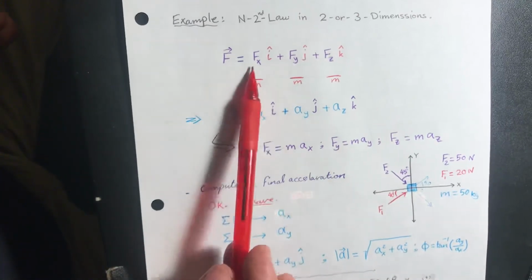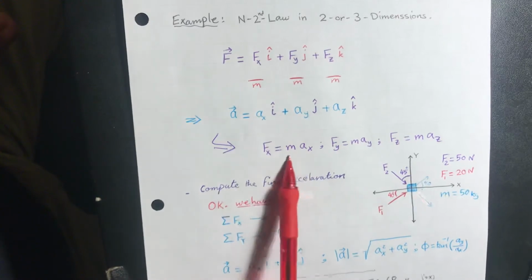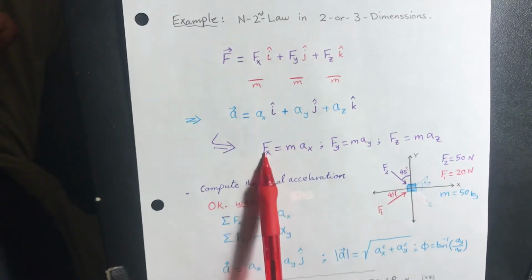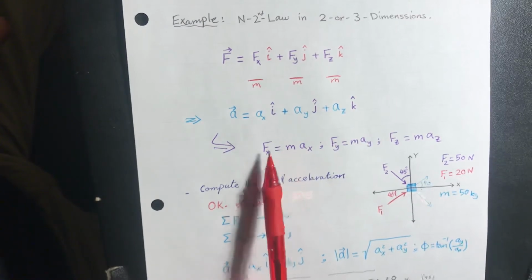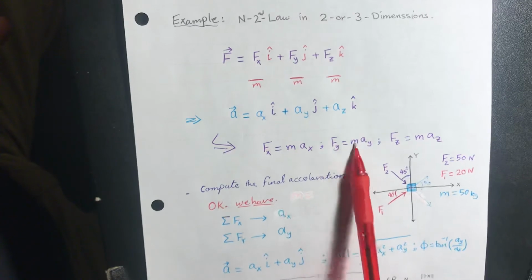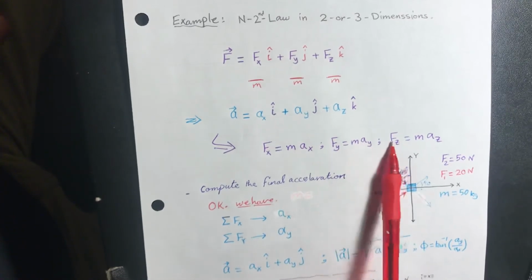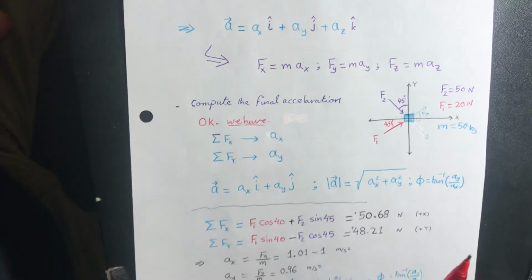So fx is equal to the mass multiplied by the acceleration, and the acceleration is equal to the x component of the force divided by the mass, I'm sorry, here. Also, fy is equal to m multiplied by ay, and the same for the z component of the force and the acceleration.